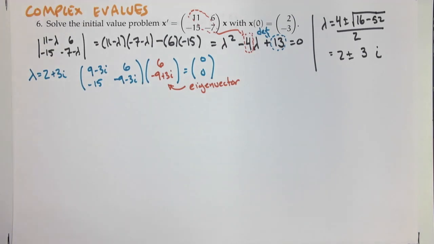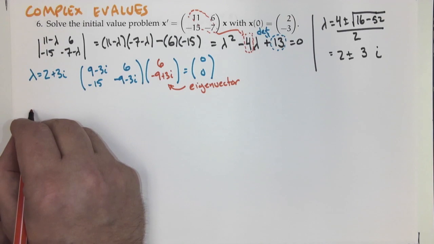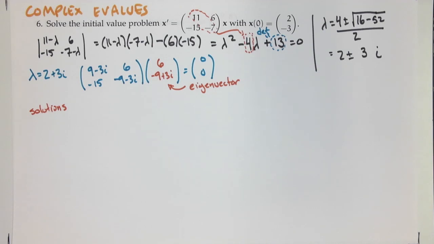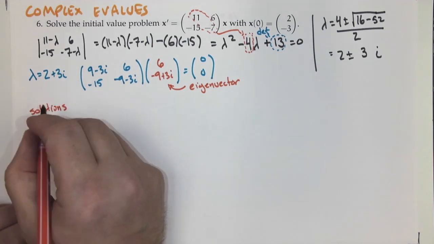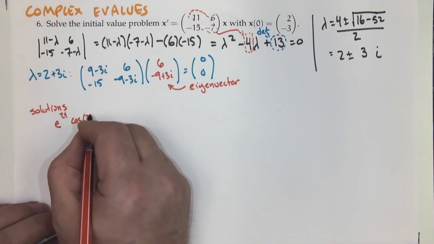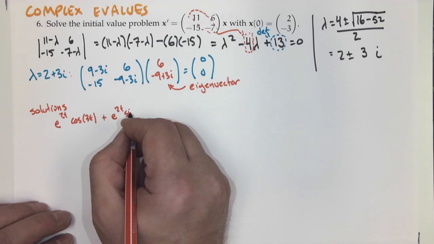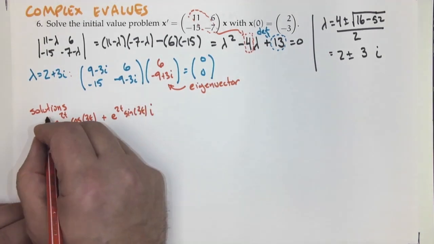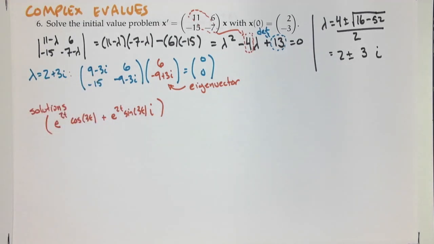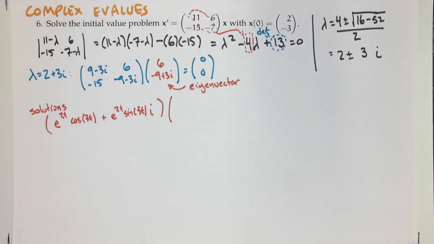All right. So now that we have our eigenvector, the next step when we're doing complex eigenvalues is to find our solutions. Okay, so how do we do that? Well, the eigenvalue, so this 2 plus 3i, we write as our function e to the 2t cosine 3t plus e to the 2t sine 3t i. So the 2 is the real part, the 3 is the imaginary part. And now we're going to multiply that by our eigenvector, which has been pulled apart.